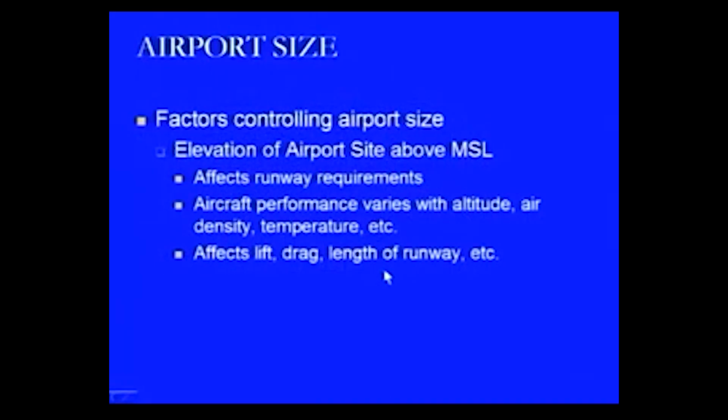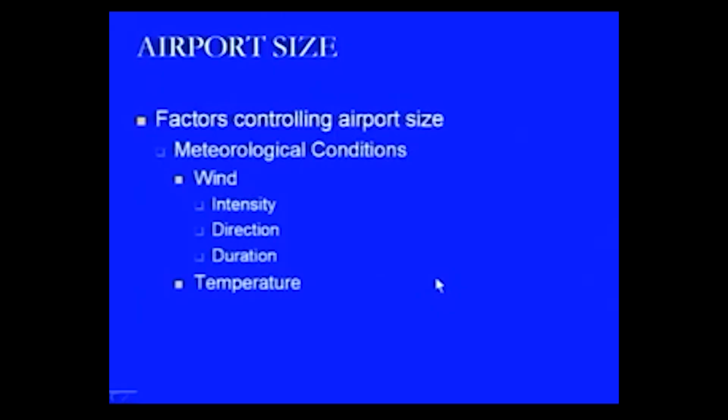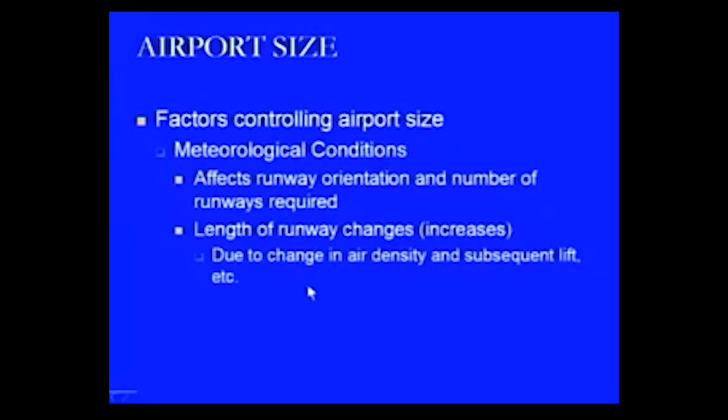And these are some of the things related with the airport site selection, like the number of runways required, and aircraft performance, which varies with altitude, density of air and temperature, and has its effect on lift, drag, length of runway, etc. Then in the meteorological conditions, wind is to be considered in terms of intensity, direction and duration, and then there is the effect of temperature. They affect the runway orientation and the number of runways required, and the length of the runway increases because of the change in air density and the subsequent lift, etc.